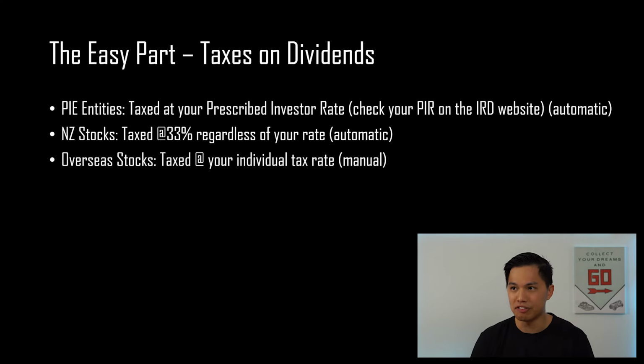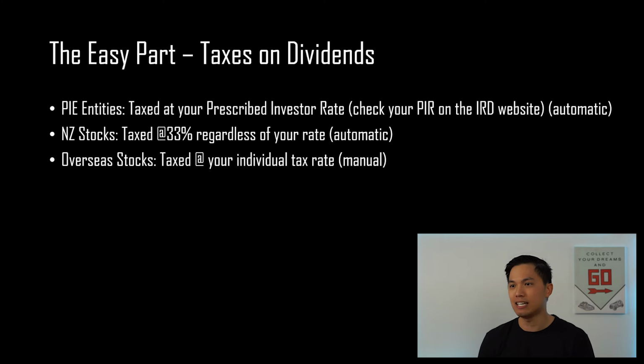Now with that out of the way, let's go into the first topic, which is taxes on dividends. Now this is considered the easier part of taxes because whether you're a trader or an investor, you still have to pay taxes on your dividends. So there's three different types of classes of stocks that I'll talk about. The first one is PI entities.